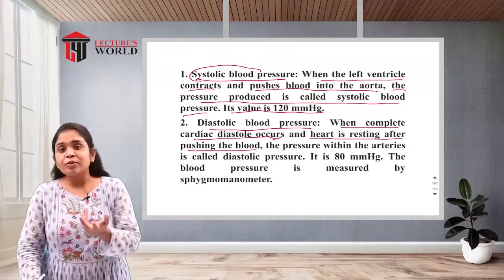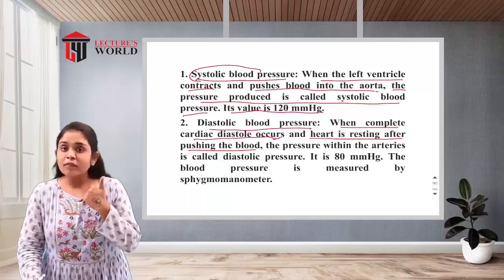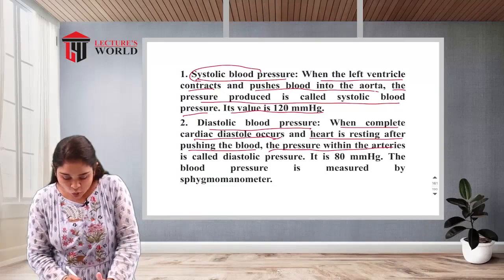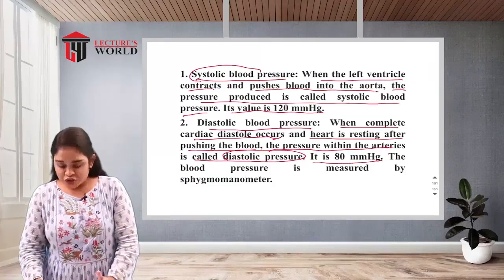So again another pressure will be created inside the heart. That is considered as the diastolic blood pressure. The pressure within the arteries is called the diastolic pressure. It is about 80 mm of Hg.